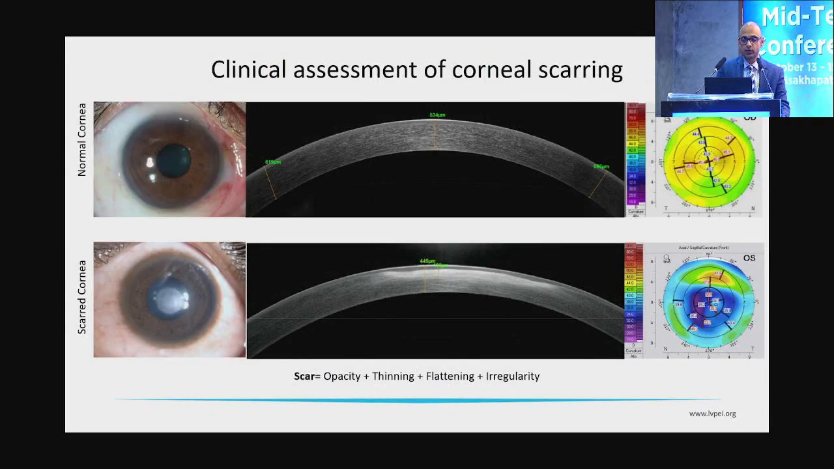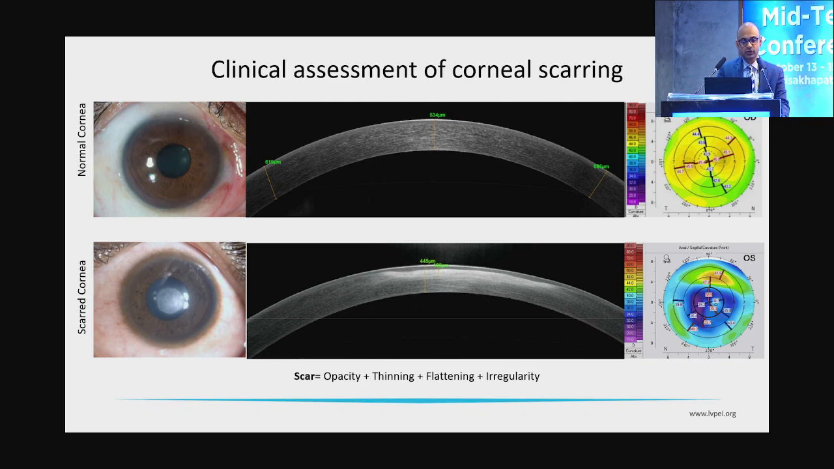It's also important that we have a reliable way of measuring scarring, because that is not something that we do routinely in our clinics. And we used a protocol where you have a combination of imaging devices to define what a scar is. And this is also very interesting, because normally when we look at a corneal scar, we only focus on the opacification in the corneal stroma.